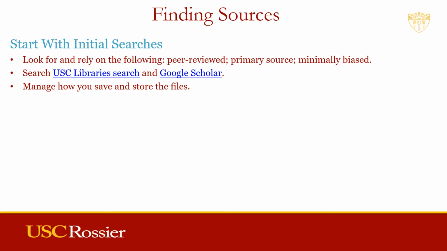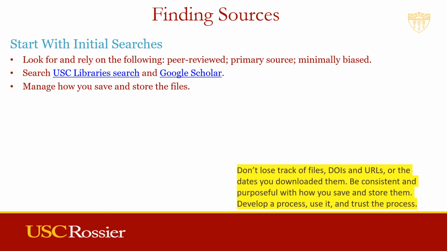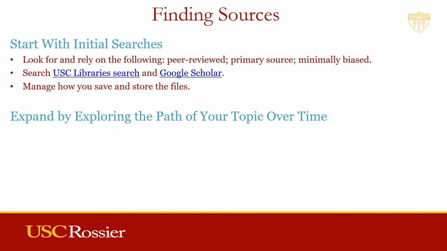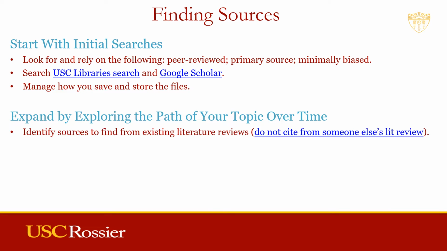A dissertation will have countless sources. Be purposeful from the beginning with how you organize them. The DOIs, URLs, and dates you download the files are also worth saving. Once you have an initial pool of literature, you'll then want to use the existing sources you have to look both backwards and forwards. Begin by identifying sources from the literature reviews that you already have. This allows you to look backwards.